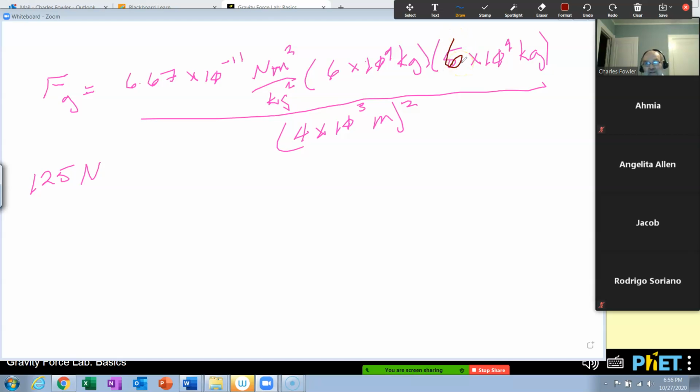Okay, so pulling out our handy dandy calculator, 6.67 EE 11 negate times 6 EE9 times 6 EE9 divided by, open parentheses, 4 EE3 close parentheses squared, equal.